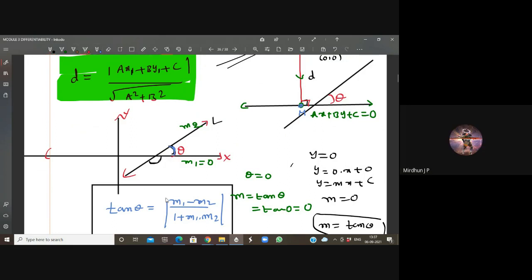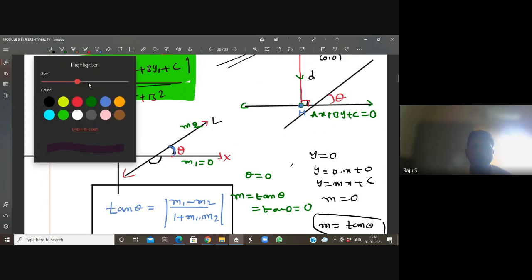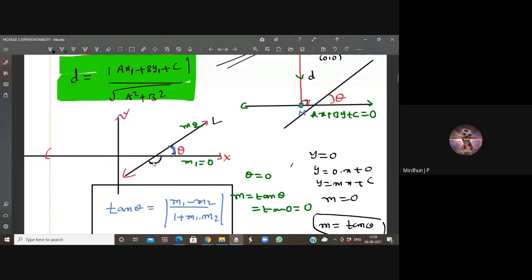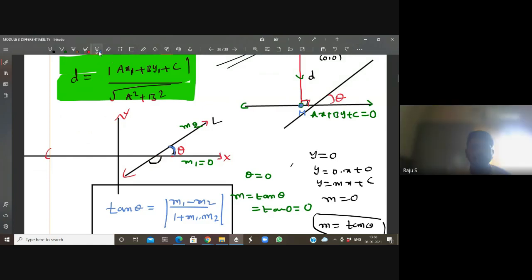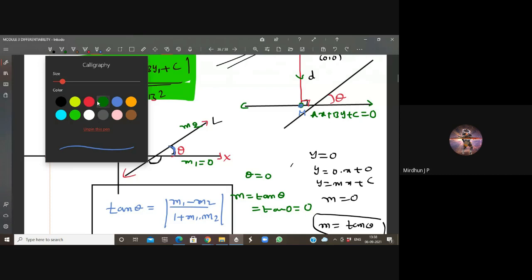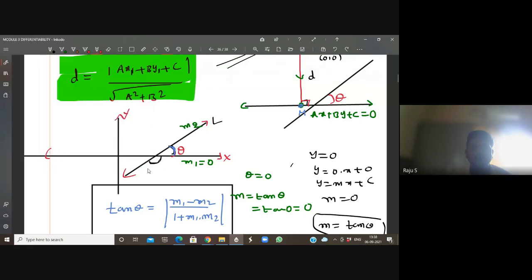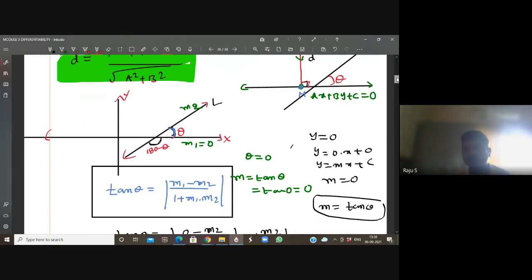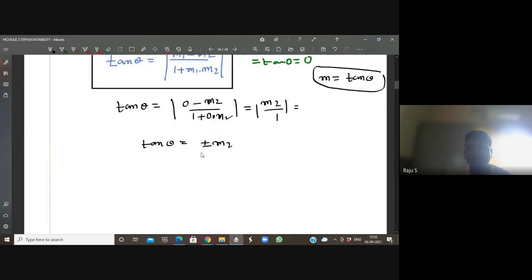It's not like quadrants; we just need to take the angle below 180 degrees, so 180 minus theta I'm going to take. This is the theta angle, and tan of 180 minus theta is negative, so we get the negative value. That's the reason we have two values, plus or minus: m2 can be written as plus or minus tan theta.